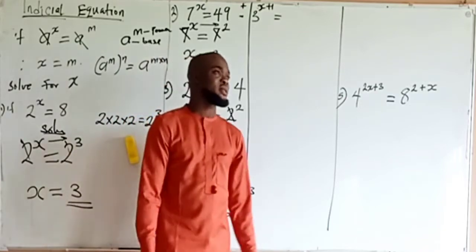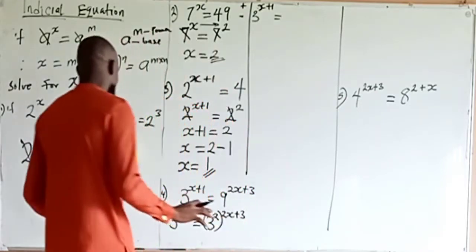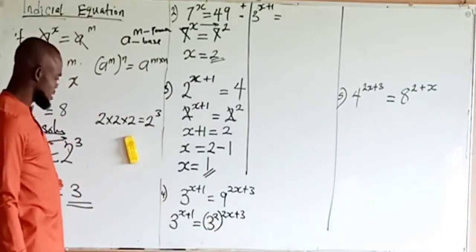Go back to that class, check the rules of indices. They are very, very important. Ensure you go back to that class. It's in the channel, just go back to that class and look at it. Then we are still moving.